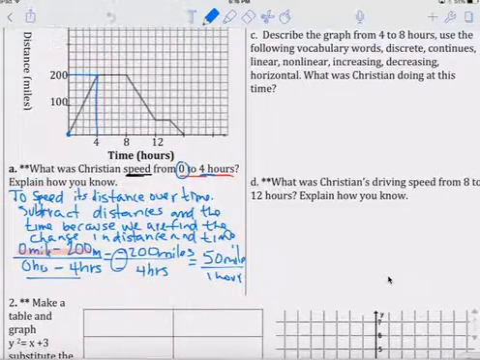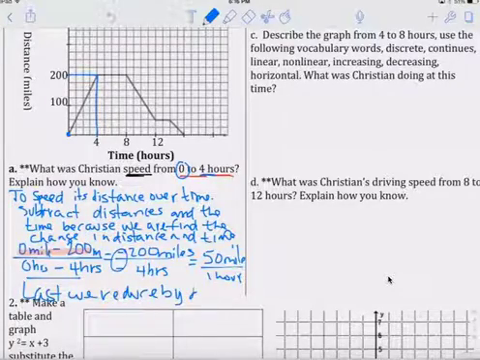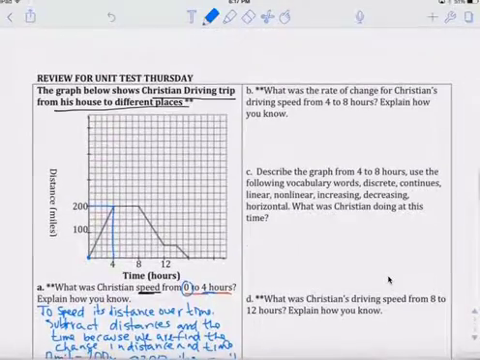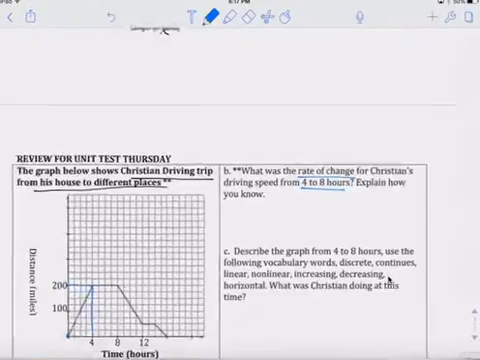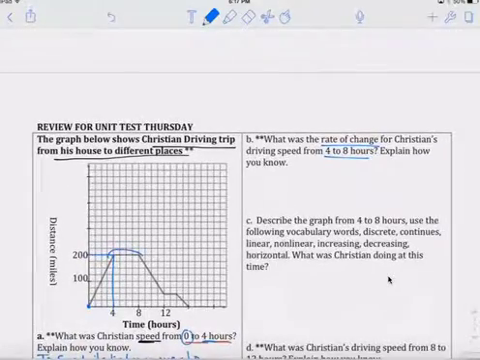And then last, we reduce by dividing. Let's see. What was the rate of change for Christian's driving speed from 4 to 8 hours? It's 0. Explain how you know.